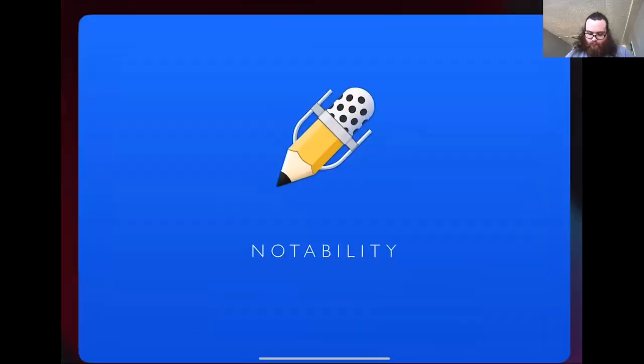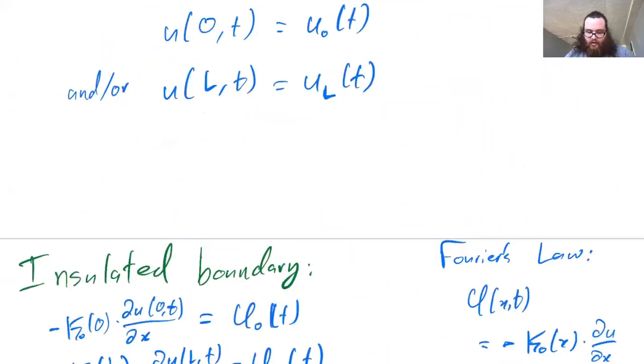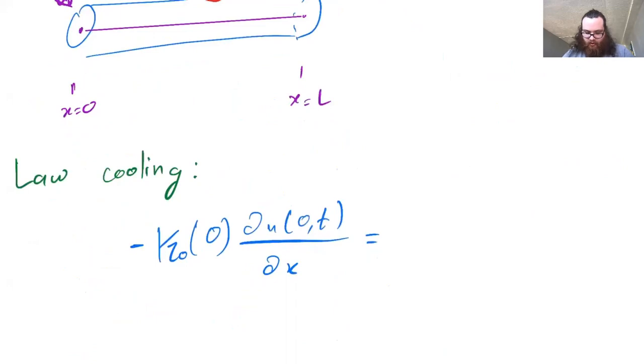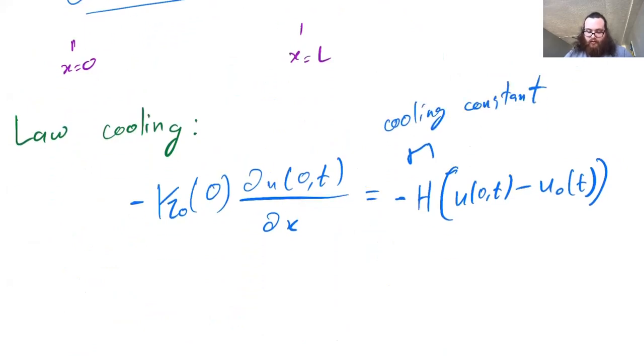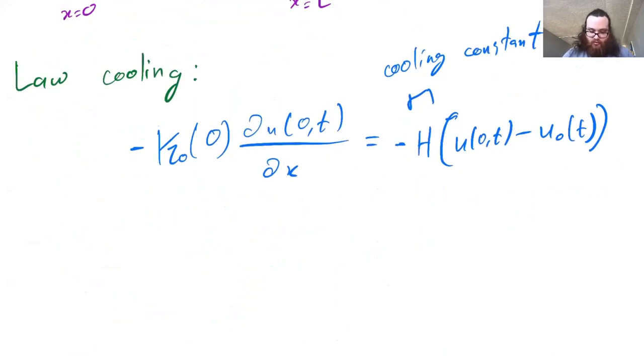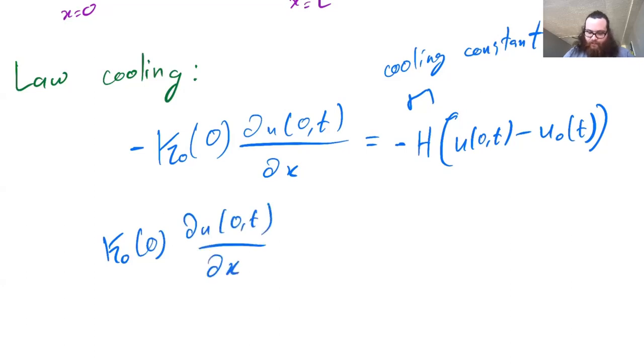And so, okay, I'll write it again. Minus H times u(0,t) minus u at 0, or u sub 0 of t, and this was a cooling constant. Okay. So one thing we can do, maybe clear the minus signs, move things around, but this can also be written as k0 du(0,t)/dx minus h u(0,t) is equal to minus h u0 of t. Okay.